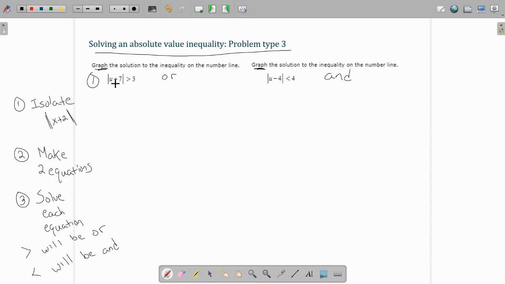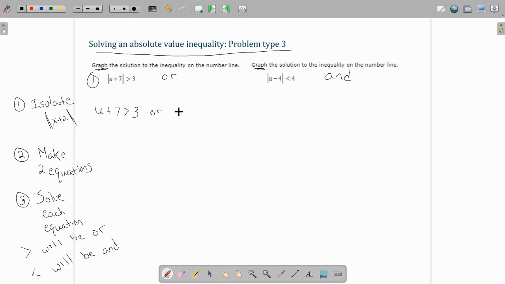So let's just start with number 1. Our absolute value is already isolated. There's nothing plus or minus, there's nothing multiplying. We will see that soon. So we're going to make 2 equations, and here's how I do this. My first equation, I drop the absolute value.